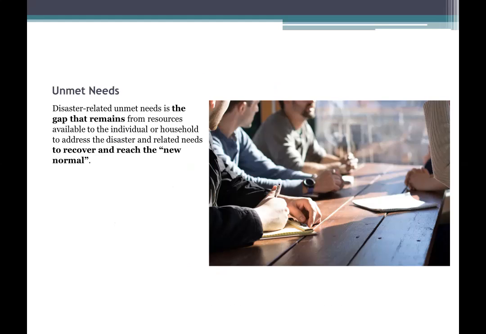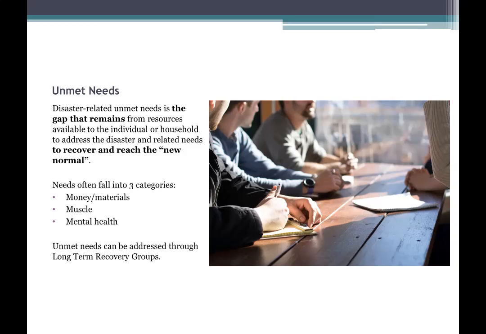Now, unmet needs is the gap that remains from resources available to the individual to address the disaster and the related needs to recover to reach the new normal. Unmet needs can fall into one of 3 categories. You can call them the 3 M's. Money or materials, which money is used to get the materials, muscle or labor, and mental health, which would be like emotional or spiritual care. Unmet needs can be addressed through long-term recovery groups and the voluntary organizations that are working in the community.